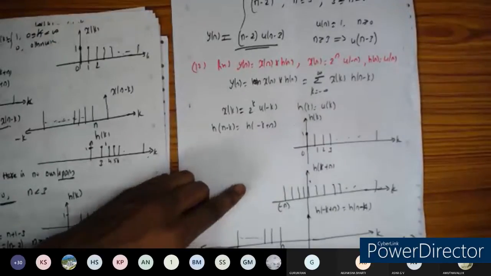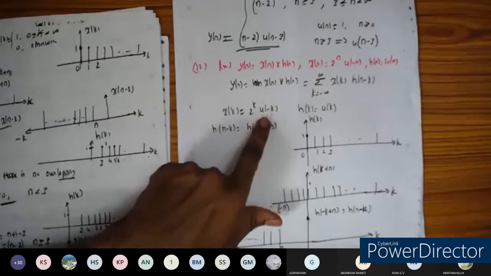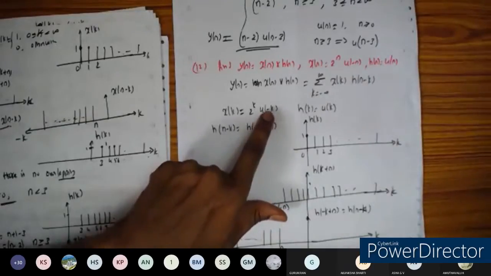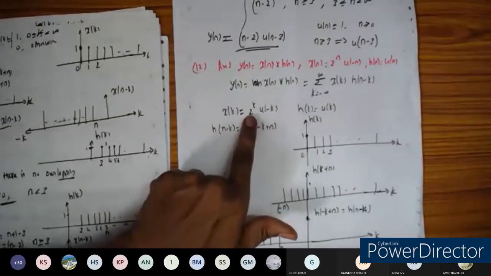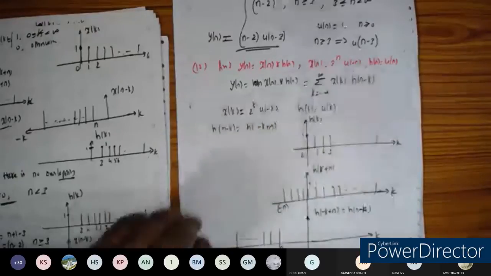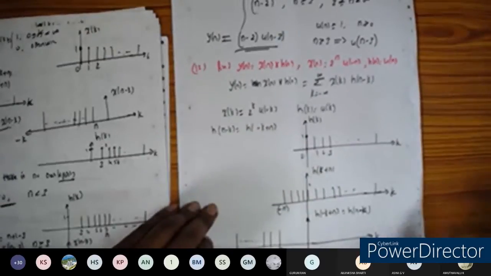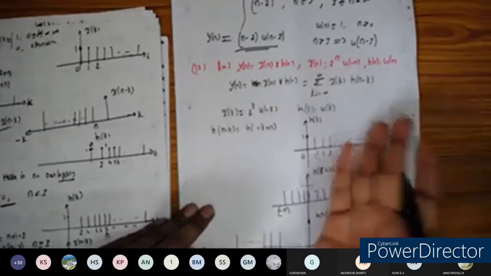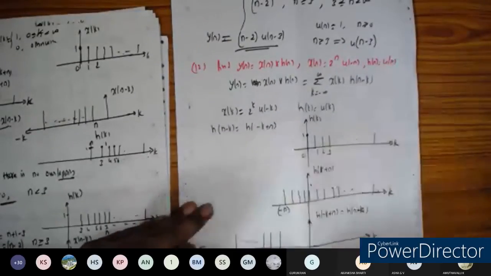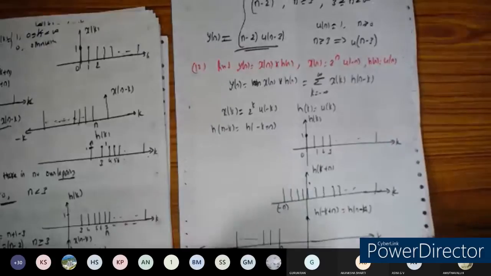In the meantime, we need to write the waveform called u of minus k. I'm not going to write it for 2 to the power of k; that we are going to substitute in the formula. I'll write the waveform for u of minus k here. So u of k is going to be like this. U of minus k means the signal will be shifted towards the negative side.